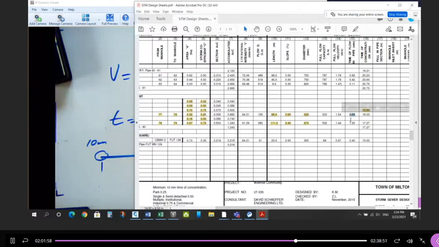Then the time for the next pipe is the start time. I don't know why they're using 15, but that's what they're using. They're not using 10 minutes. So 15 plus 1.03 is 16.03. That's the time used to calculate the intensity for the next pipe. So as the time passes, the intensity goes down.